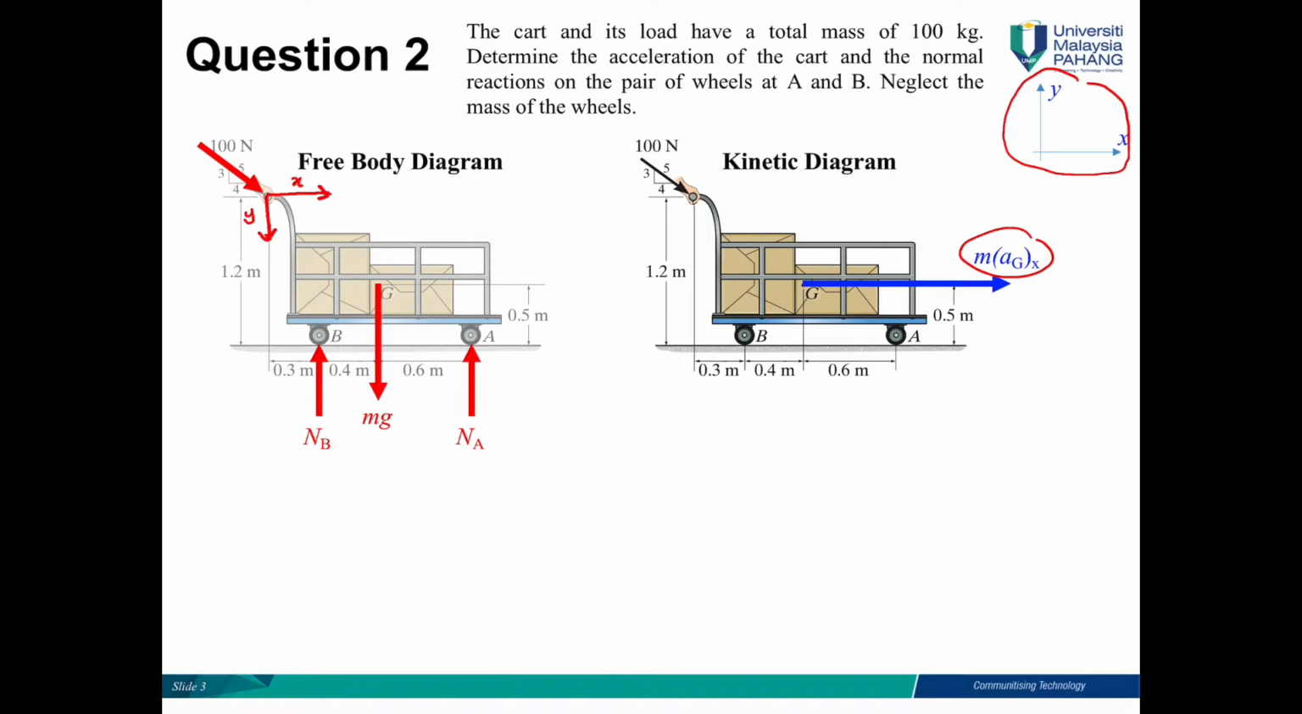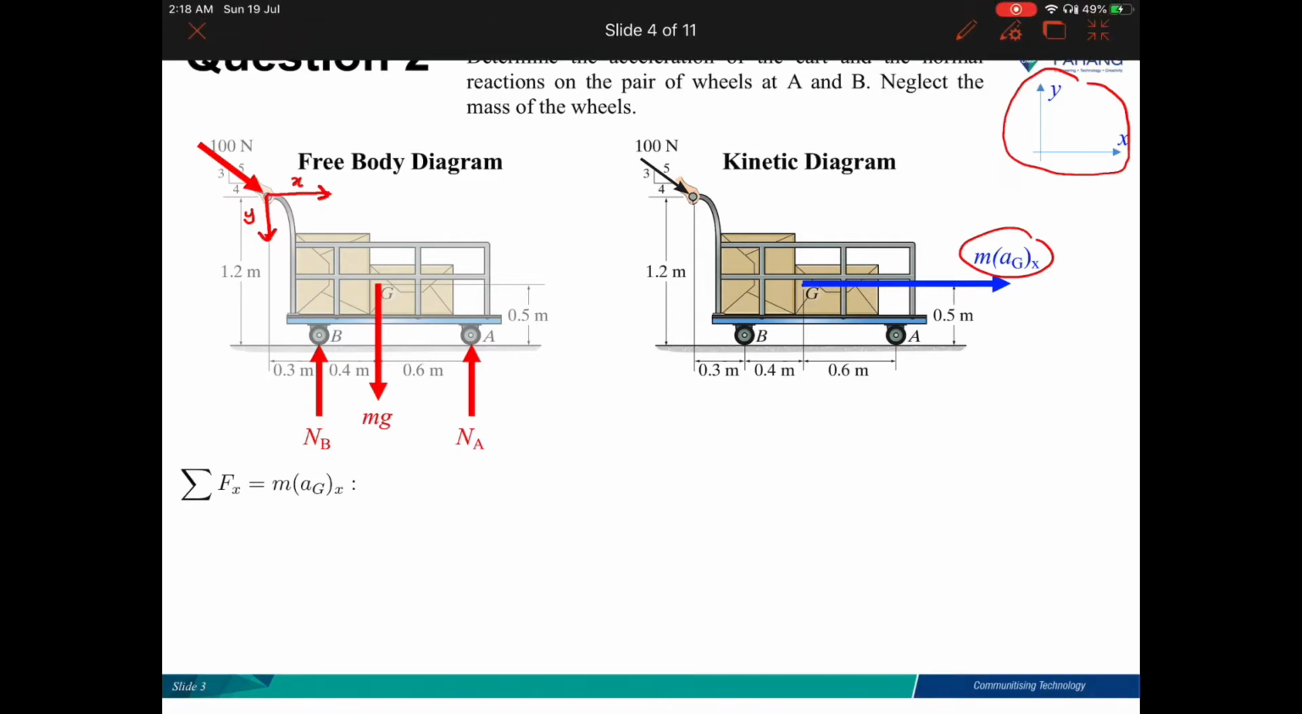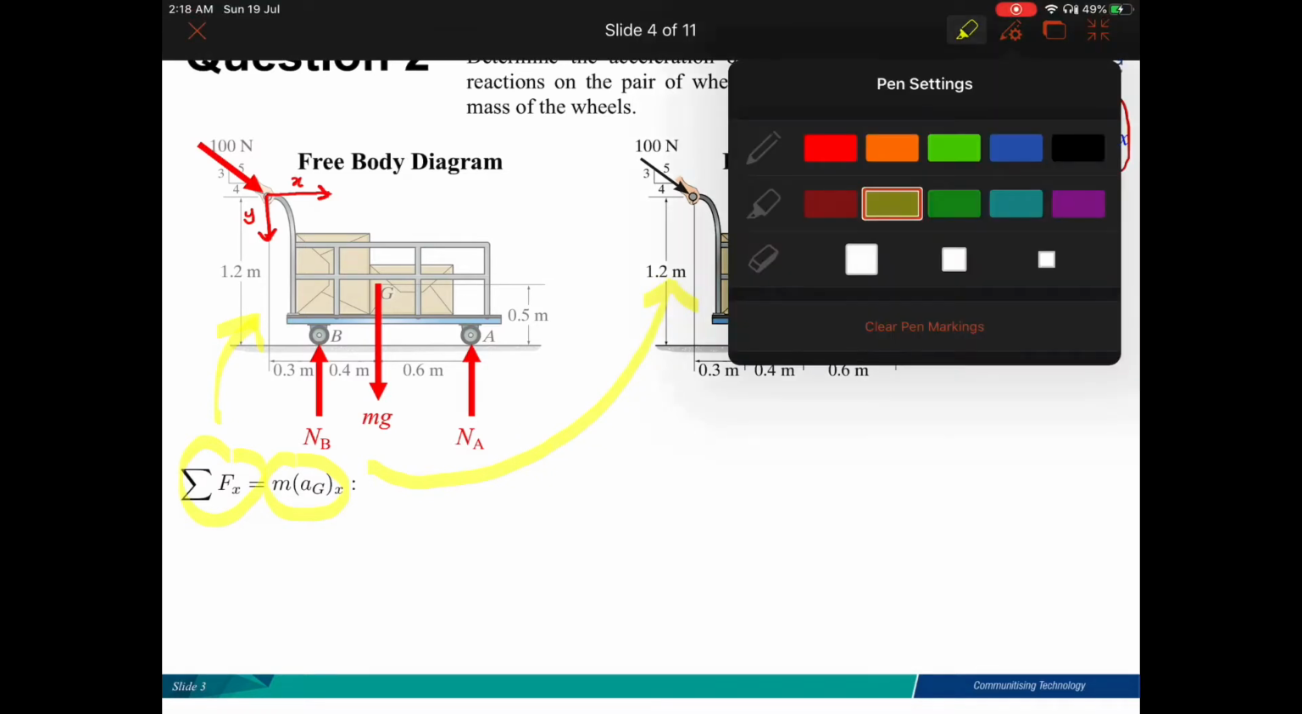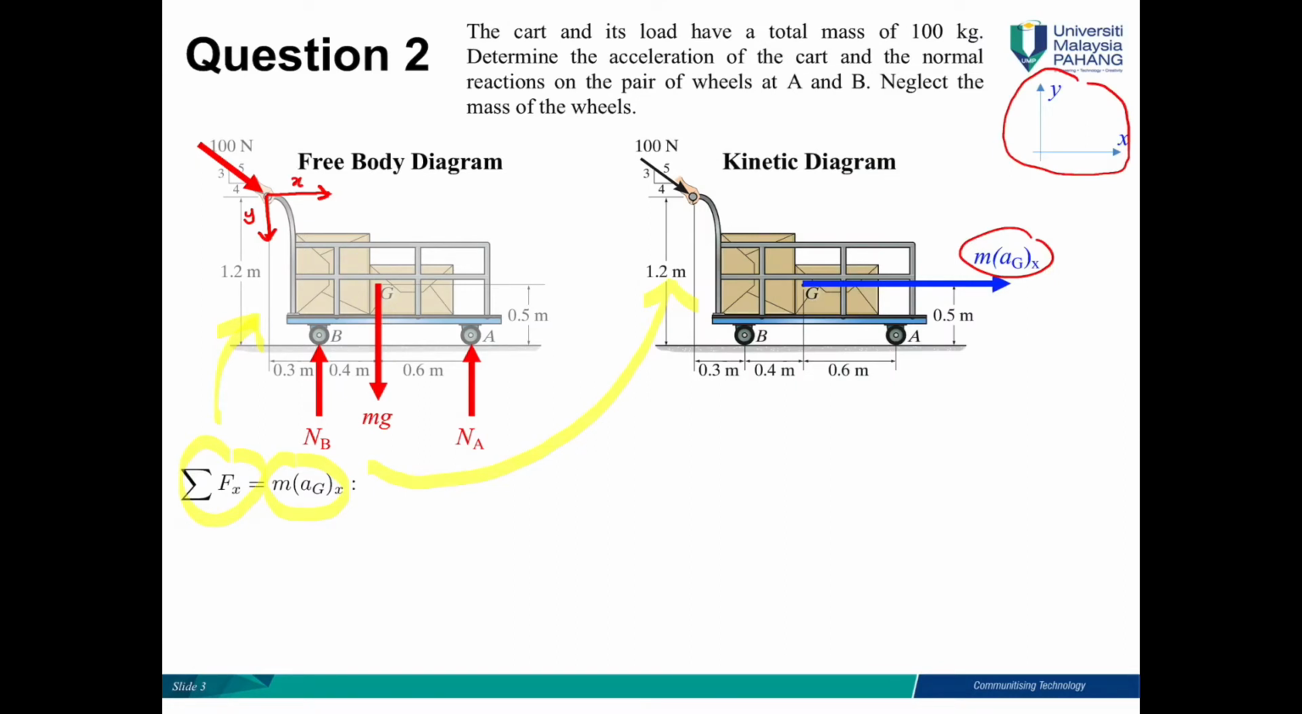All right. So we start with our first equation. Total force in x-axis equal to magx. All right. So like previous, you will look at the force, the left-hand side of the equation, in the free body diagram, the right-hand side of the equation in the kinetic diagram. All right. So here, the force in x-axis, there is only one force in x-axis, which is this force here. All right. So you have 100.